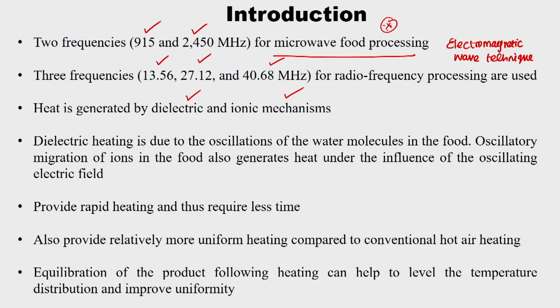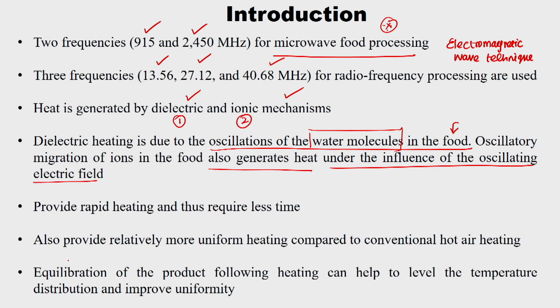The dielectric heating is due to oscillations of the water molecules in the food. That means the food which you are going to apply for microwave processing should have polar molecules, which is nothing but water molecules in it. Oscillatory migration of ions in the food also generates heat, because we have already seen there are two mechanisms by which the heat is generated. One is ionic polarization and another one is the dielectric mechanism. The migration of ions also generates heat under the influence of the oscillating electric field.